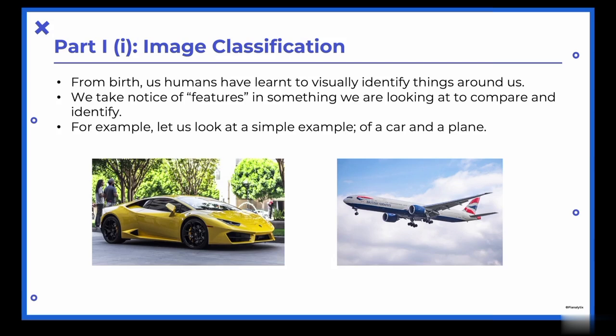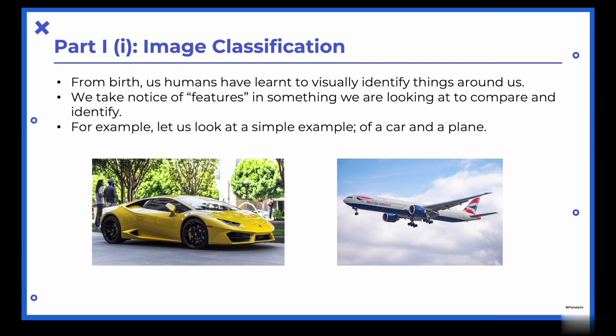So let us see what is image classification. From birth, we have learned to visually identify things around us. We take notice of features in something we are looking at to compare and identify. Let us take a look at a simple example.